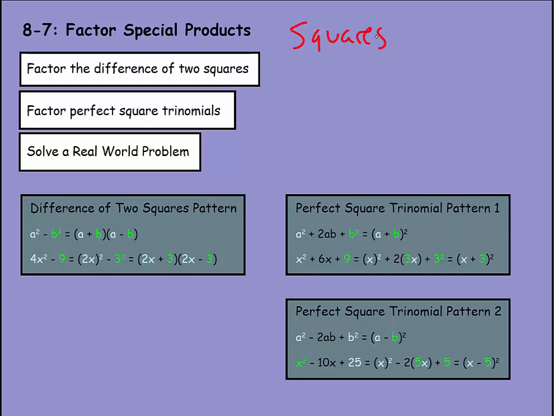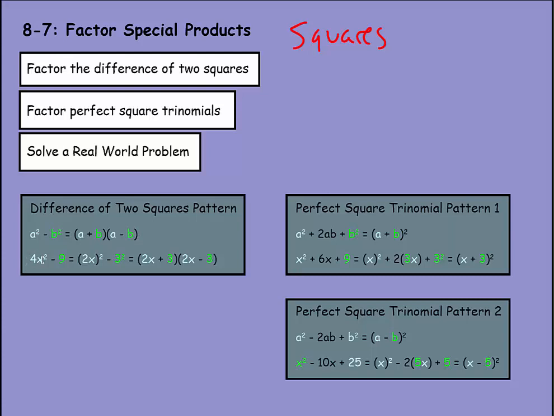The first pattern we're going to look at is the difference of two squares pattern. If you ever see a squared minus b squared, or numbers that have a square root, there's a very simple factoring that takes place. You have a plus b times a minus b. Let me give you an example.